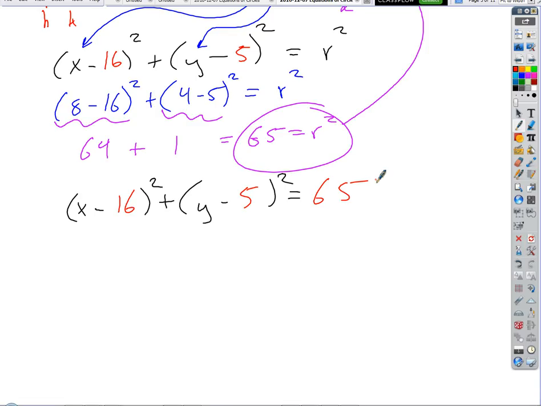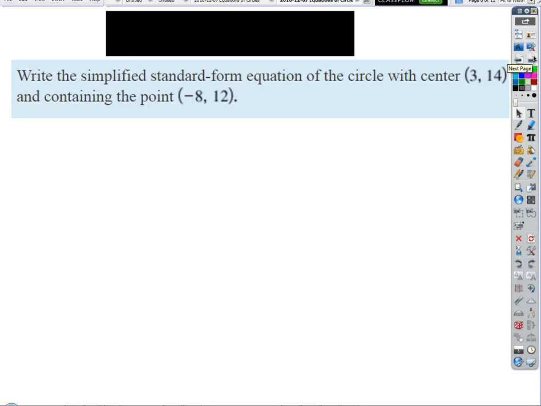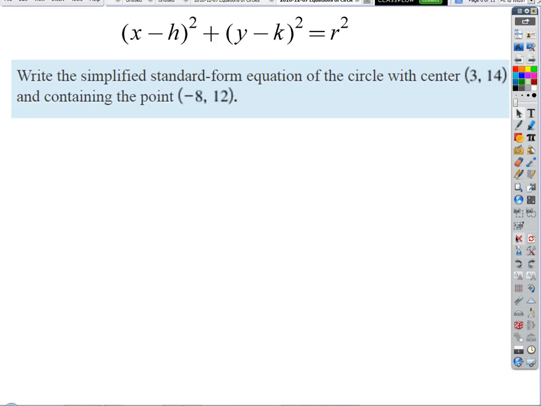Now, what if we asked you a different question? What if I said, what's the radius of this circle? If r squared is 65, what's the radius of the circle? The square root of 65. Yeah, right? Does that make sense? But that's it. Okay, you try one. So do you just put in the middle 65? You'd put in just 65 in the equation, whatever r squared is. So try that.